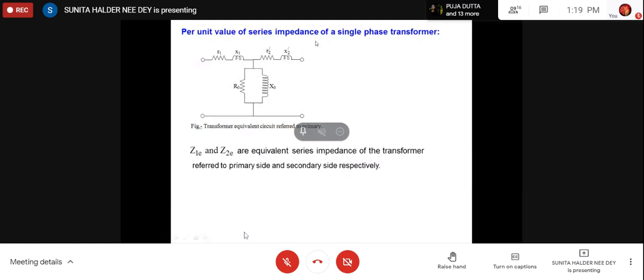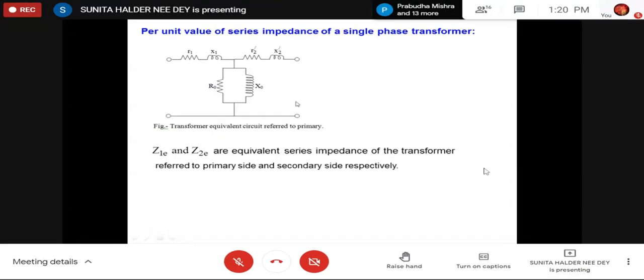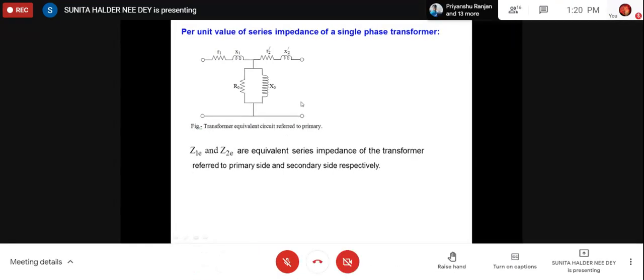Then we want to represent the per unit value of the series impedance of the equivalent circuit of a transformer also. We want to know the per unit value of all components of the equivalent circuit of a transformer. Why? Because we want to represent a power system by a circuit, so every component must be represented by a circuit. The transformer has an equivalent circuit, and its parameters we may get by performing tests, the short circuit test and the open circuit test.